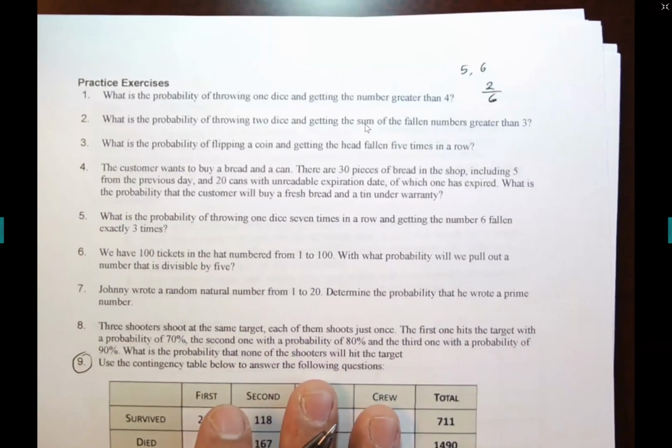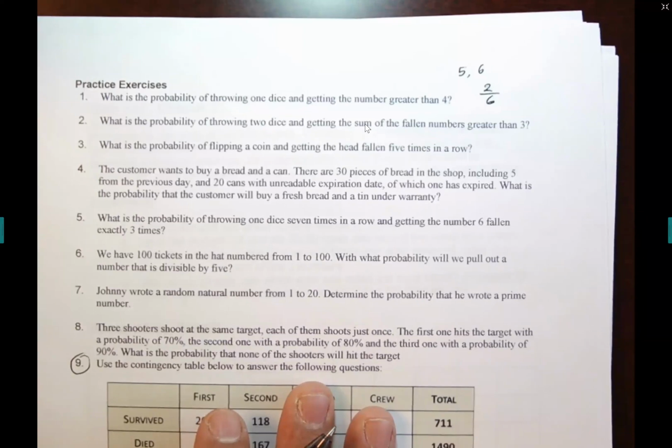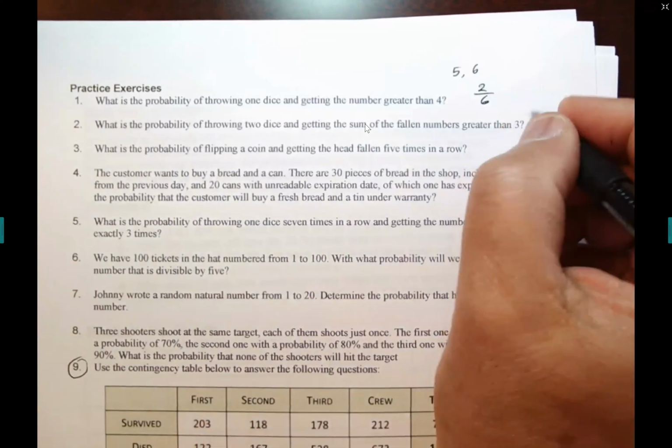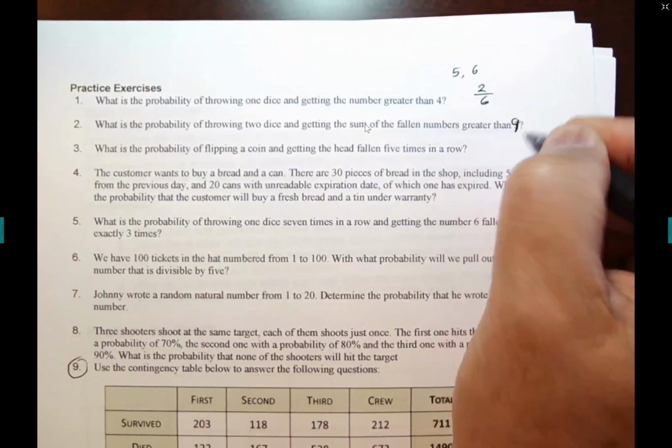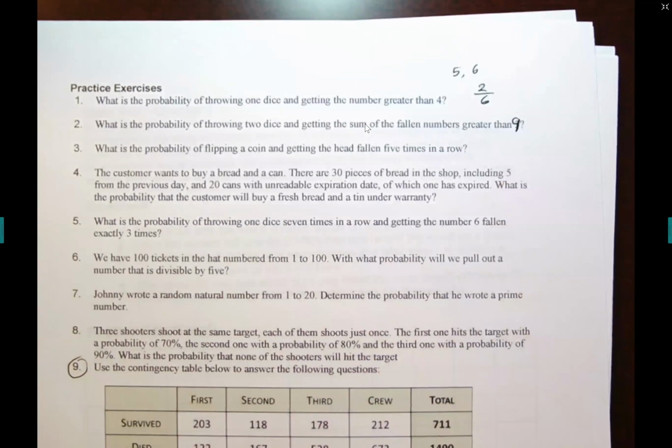As simple as that. What's the probability of throwing 2 dice and getting a sum of the fallen numbers greater than 9? What are the sums that are possible that are greater than 9? On the 2 dice, what kind of sums could you get? You could get as low as 2 and as high as what? What could be the highest sum on 2 dice? You could get 6 and 6, 12. So more than 9, you need 10, 11, or 12.